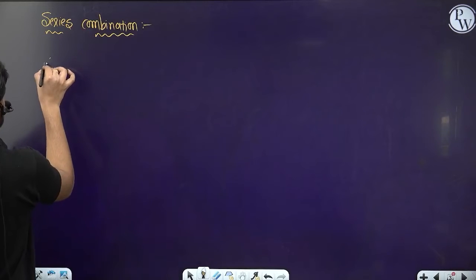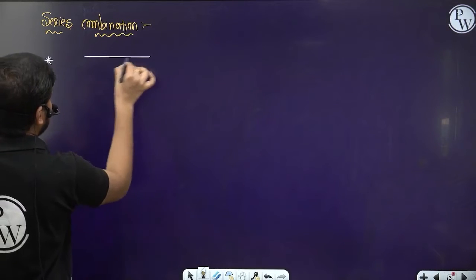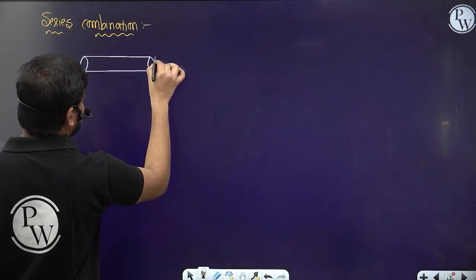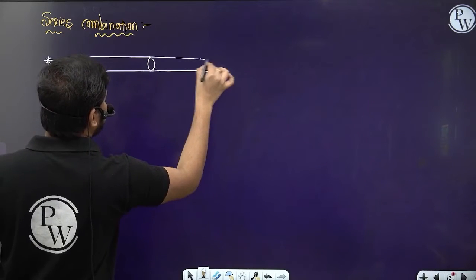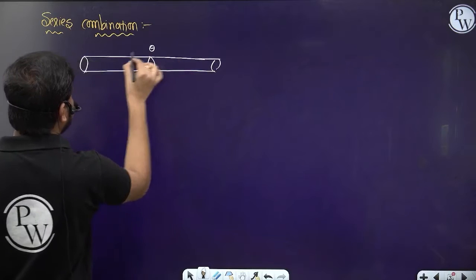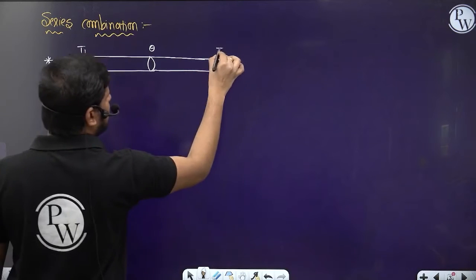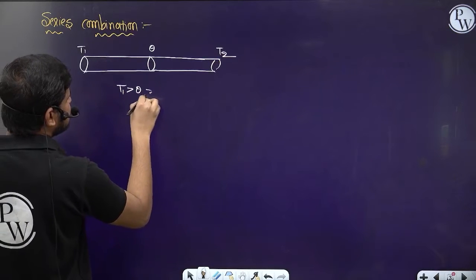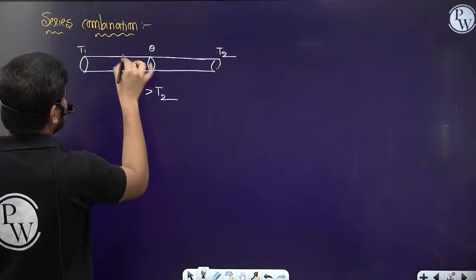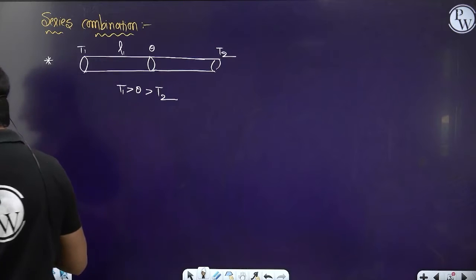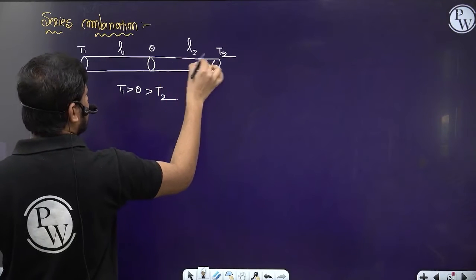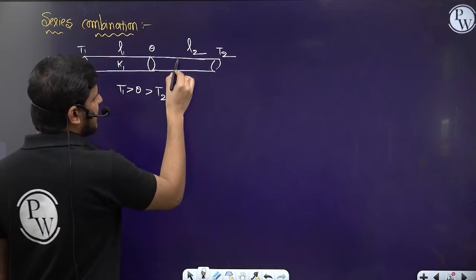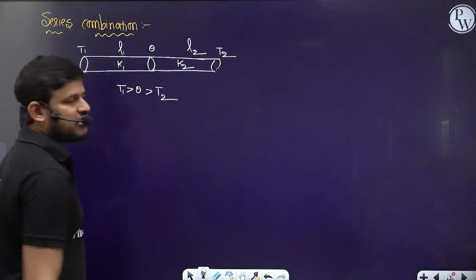So first, what is a series combination? When two rods are connected end to end or face to face like this, there will be a junction temperature theta, here T1 and here T2. Obviously you know that T1 is greater than theta, which is greater than T2. Let's say this material has length L1 and thermal conductivity K1, and this has length L2 and thermal conductivity K2, right?